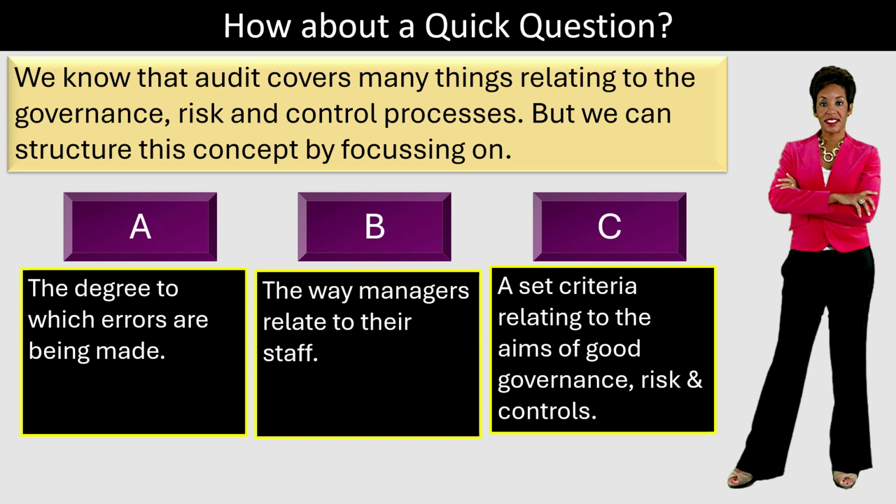We know that audit covers many things relating to the governance, risk, and control processes, but we can structure this concept by focusing on the degree to which errors are being made, the way managers relate to their staff, or C, a set criteria relating to the aims of good governance, risk, and controls.